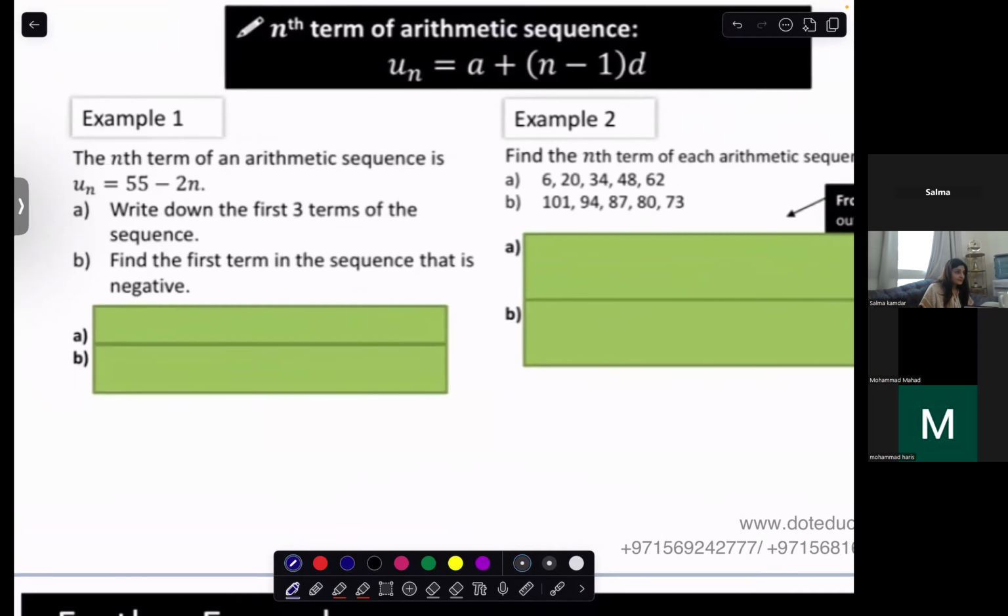Okay, fine. Let's do example number 1. Tell me, what are they telling us?